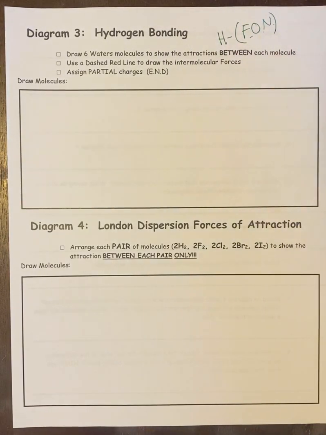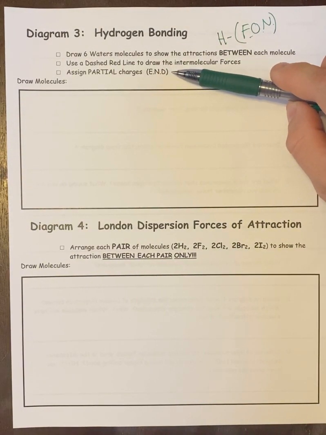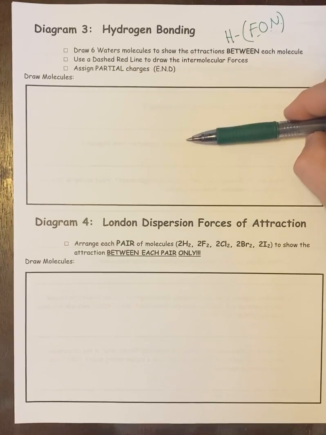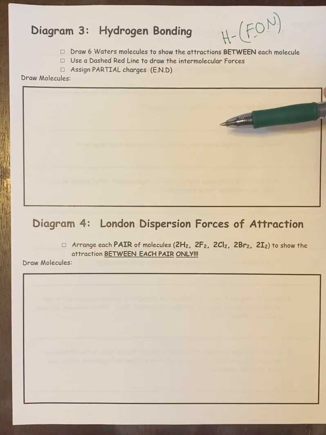So you're going to draw 6 water molecules, show how they attract to each other with the dashed red line, show the partial charges by adding the polarity arrows, and you're going to put it all in this box again. No pattern is wrong. There's no right way of drawing it. As long as you have opposite charges attracting between different molecules, you'll be right every time.